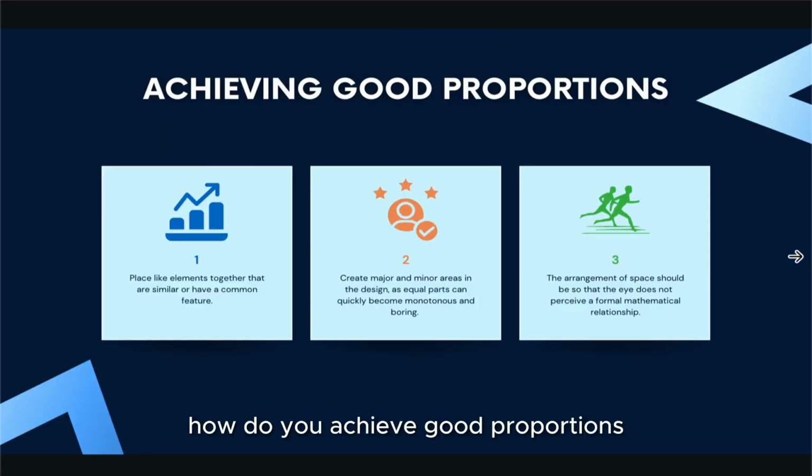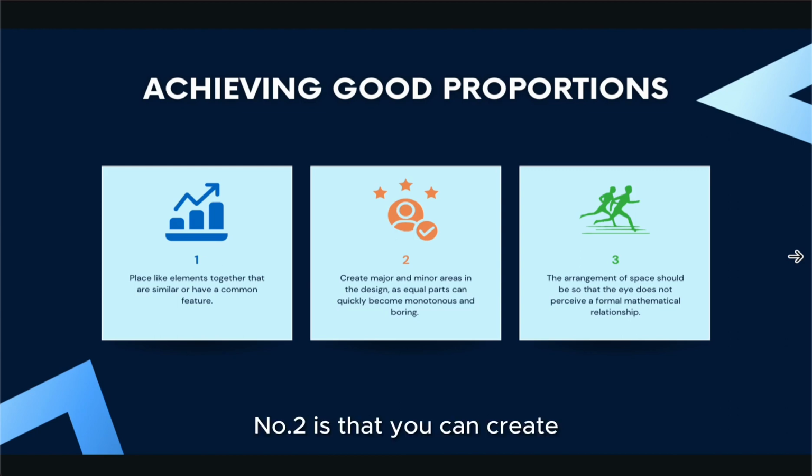How do you achieve good proportions? Number one is to place like elements together that are similar or have a common feature. Place like elements that have similarities, elements that go together. Place them together.